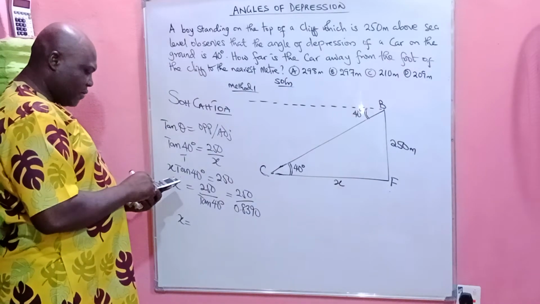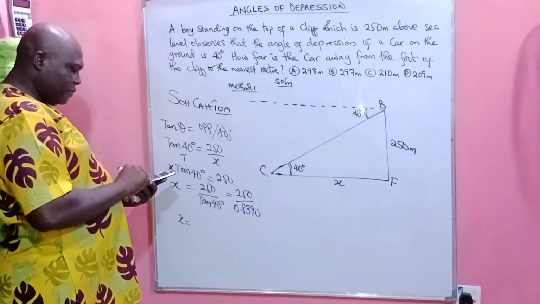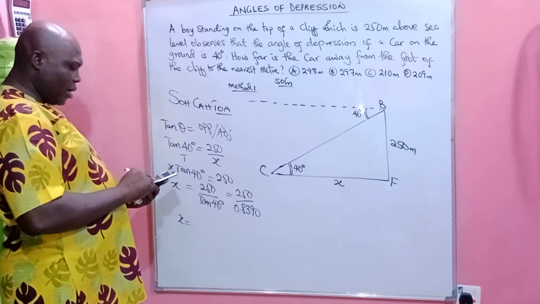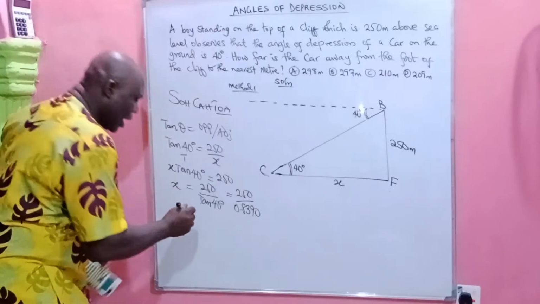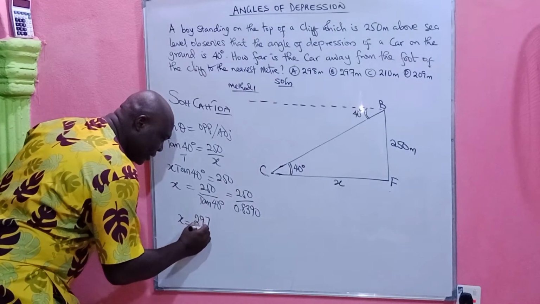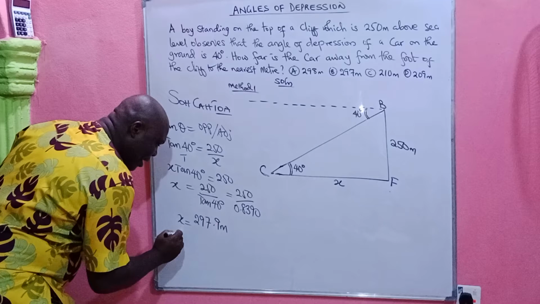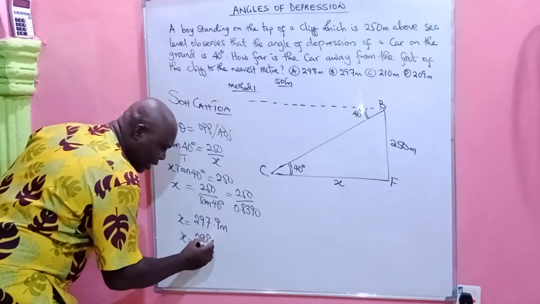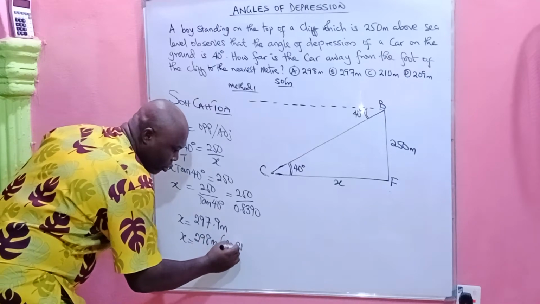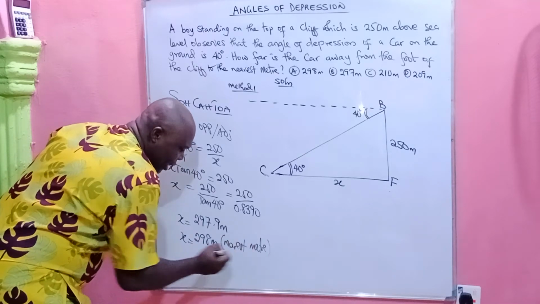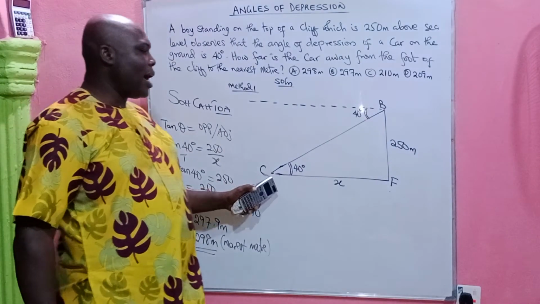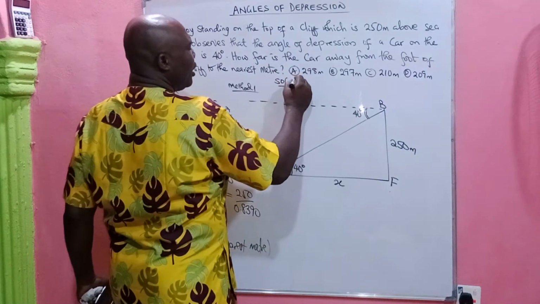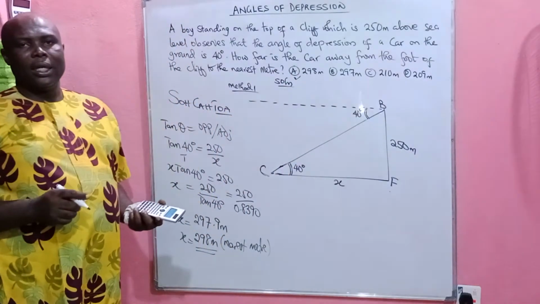is 250 divided by 0.8390, which gives 297.9 meters. To the nearest meter, that is 298 meters. So we have calculated the distance between the car and the foot of the cliff as 298 meters, which is option A. It's that simple.